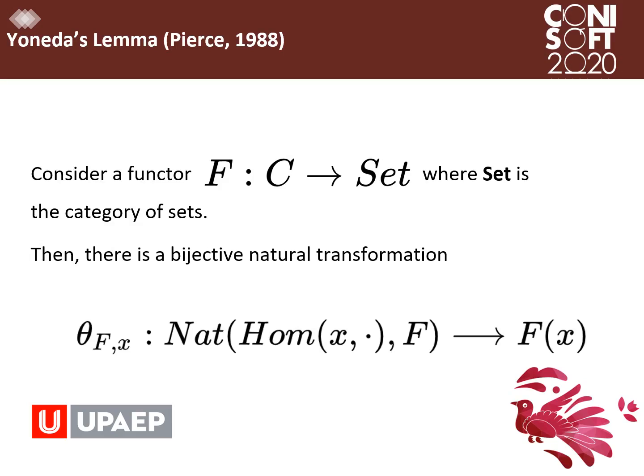Yoneda's lemma is a very important result in category theory because it establishes the existence of a natural transformation that simplifies any category into the image of an object in the set category. The set category is the category composed of simple sets. So Yoneda's lemma implies that any category and its corresponding transformation can be seen as an object in the set category.